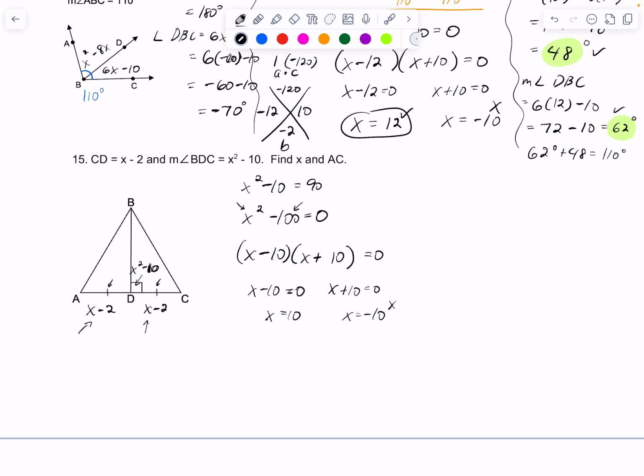Let me actually use a different color. Another extraneous solution. Extraneous just means that when you did your work, it was a solution, but when you plug it back in, it doesn't give you a solution that makes sense.